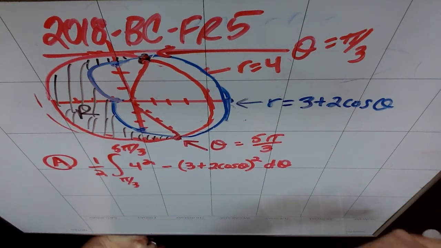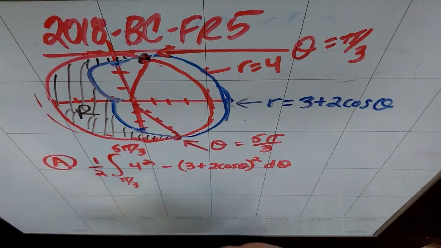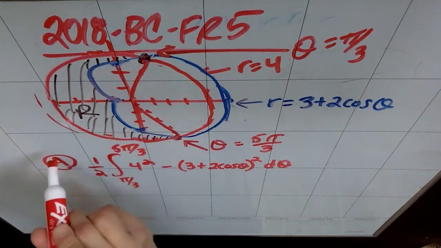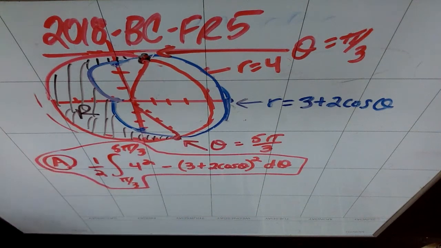And you shouldn't simplify it. There's no reason to do that. You do need these parentheses here. You don't have to call 4 squared 16. No incentive to do it. Leave it alone. Perfect. So that's your answer to A. They really just wanted to know if you understood the formula for how to find area in polar.